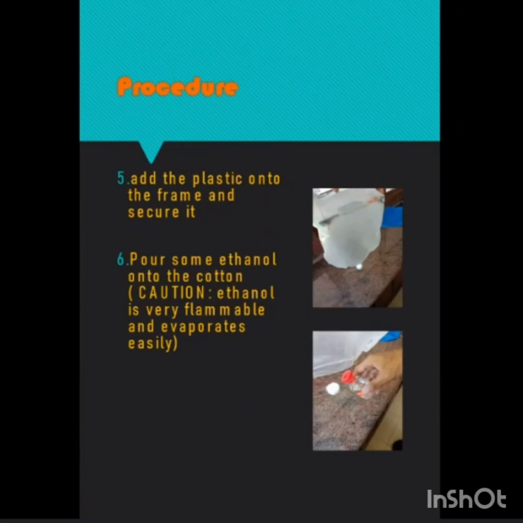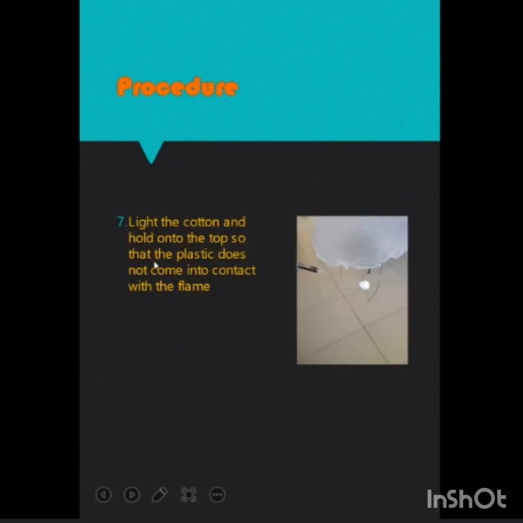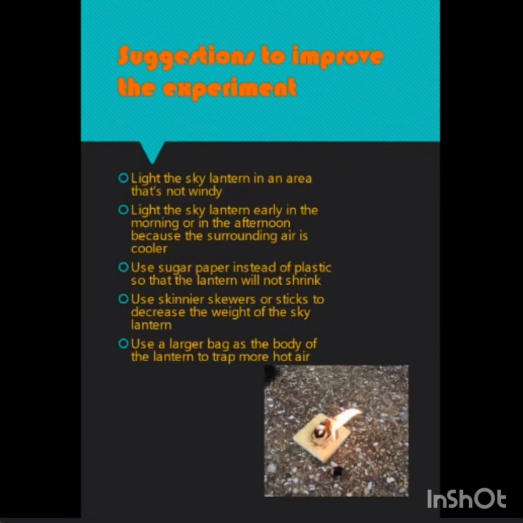After that, add the plastic onto the frame and secure it. Pour some ethanol onto the cotton. Be cautious as ethanol is very flammable and can evaporate easily. After that, light the cotton and hold onto the top of the plastic so the plastic does not come into contact with the flame.